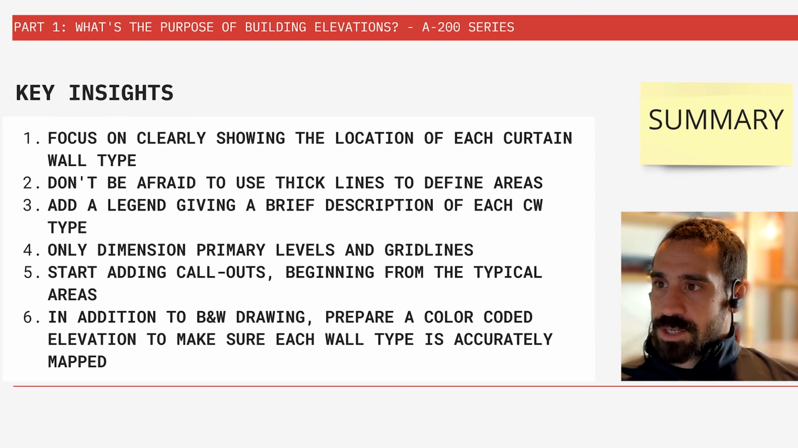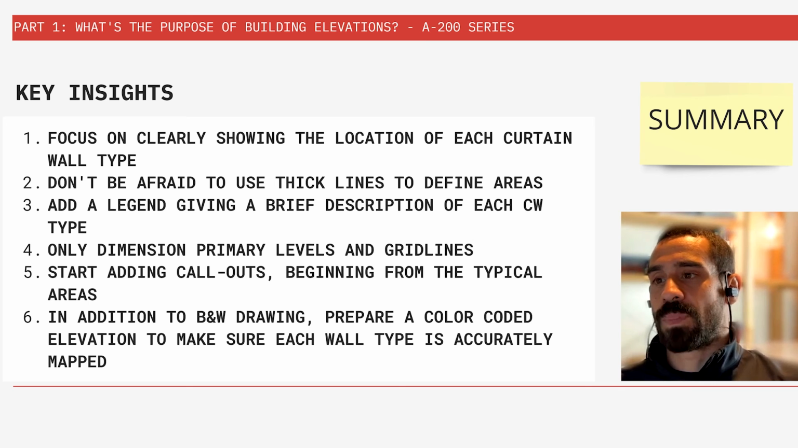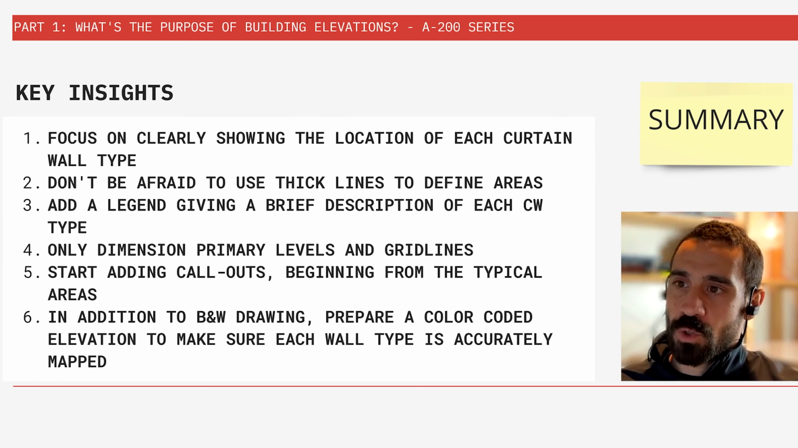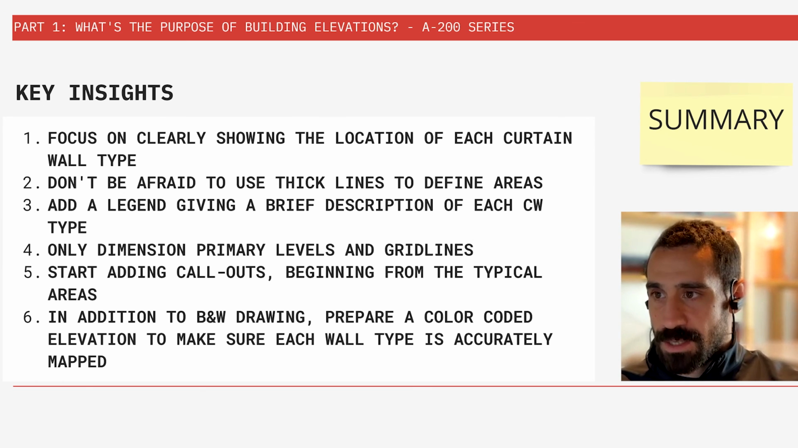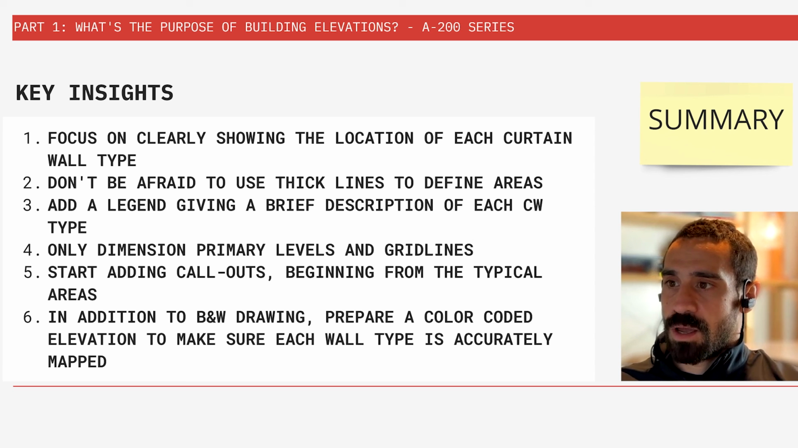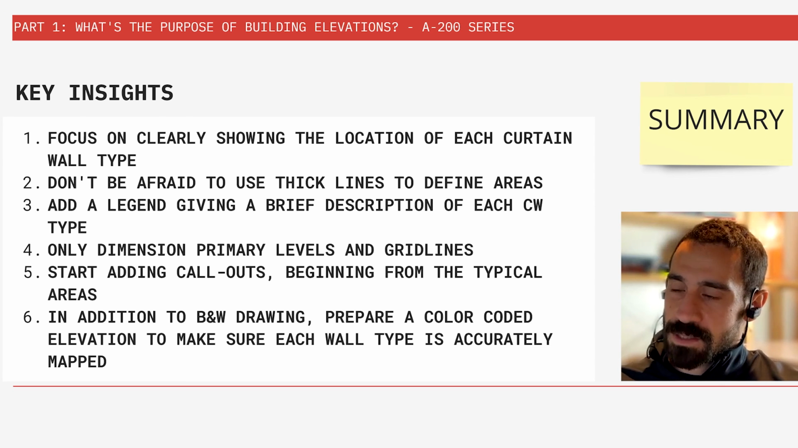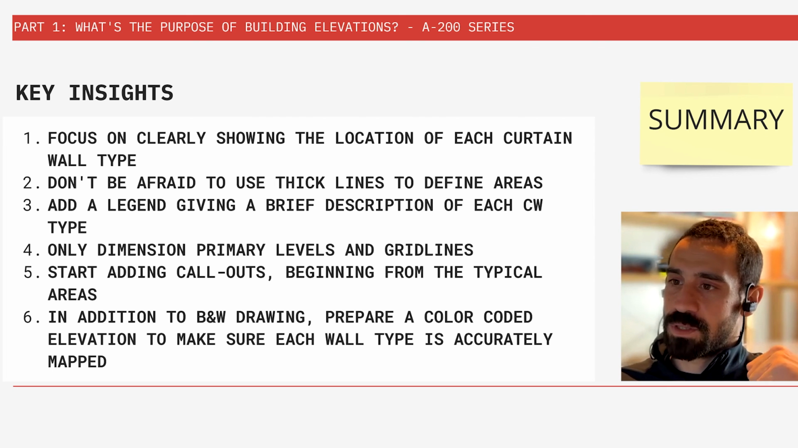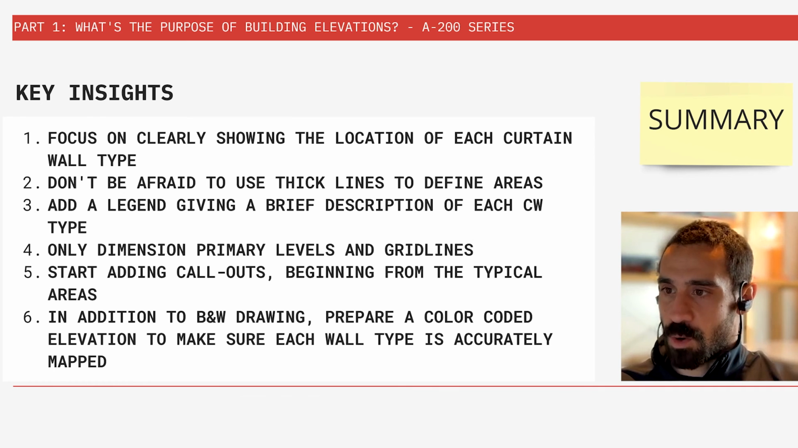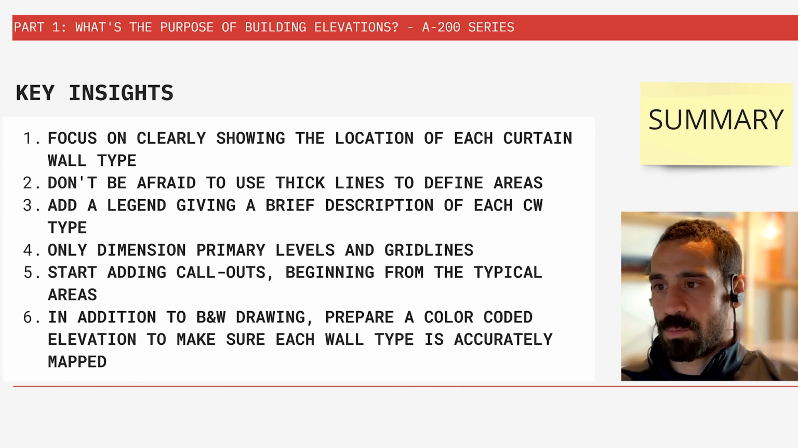All right, congratulations. You're at the end of another chapter. So what are the key insights? Elevations are all about locations and boundary conditions. Don't be afraid to use thick lines to make the drawings read easy. These zoomed out overall drawings are really nothing but diagrams, so treat them as such. Only dimension grid lines and levels. For the callouts, start with the typical panels, then move on to atypical conditions and corners, and finally to the boundary conditions.